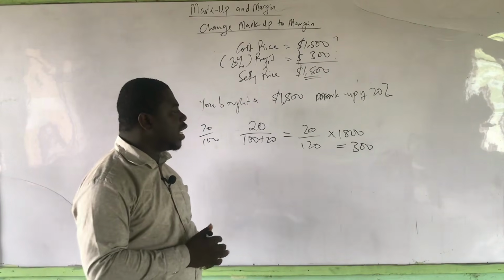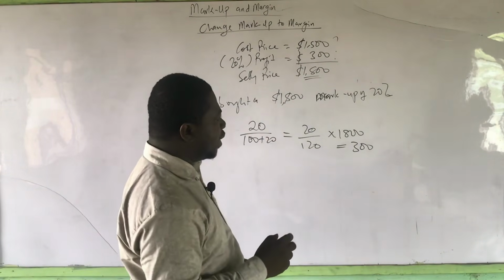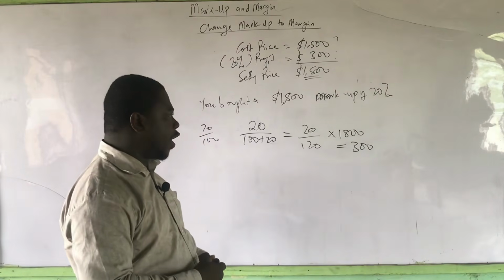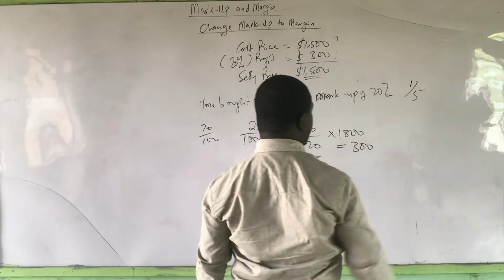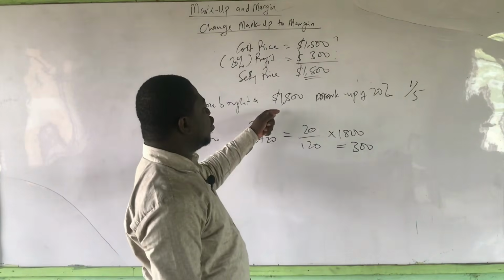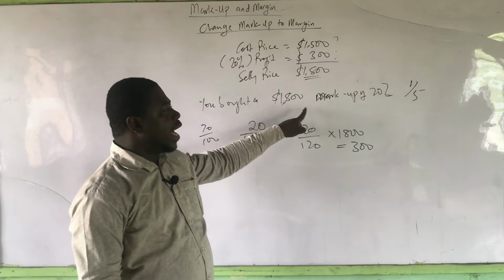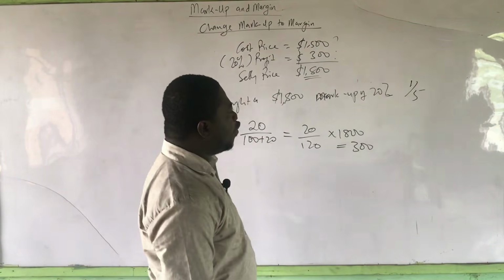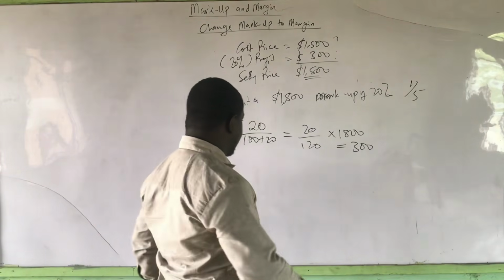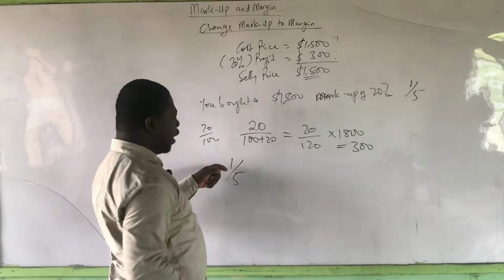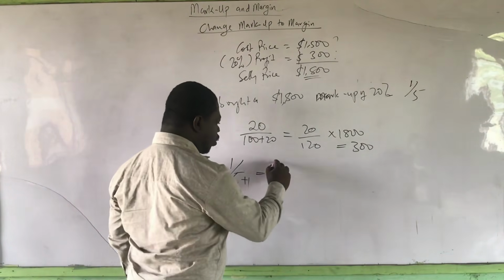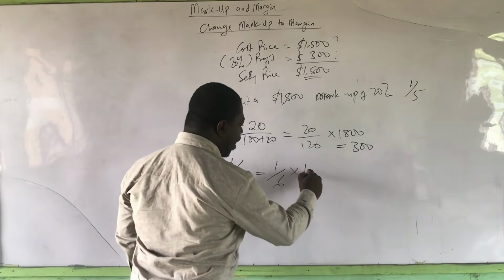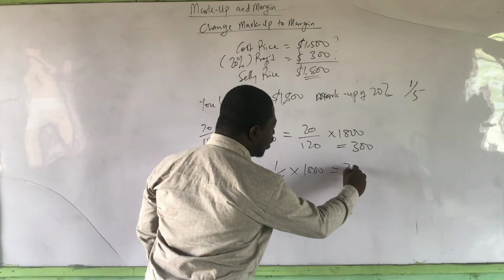Now take note that changing markup to margins, you can also get it as a fraction. You can be told that the markup is 1 over 5. Okay, so you are selling this for 1,008 at a markup of 1 over 5. If you want to still change this markup to margin, it's 1 over 5. The numerator is 1, so you add the 1 to the 5. That is going to give you 1 over 6. Then you multiply by the 1,008, which is still going to give you 300.